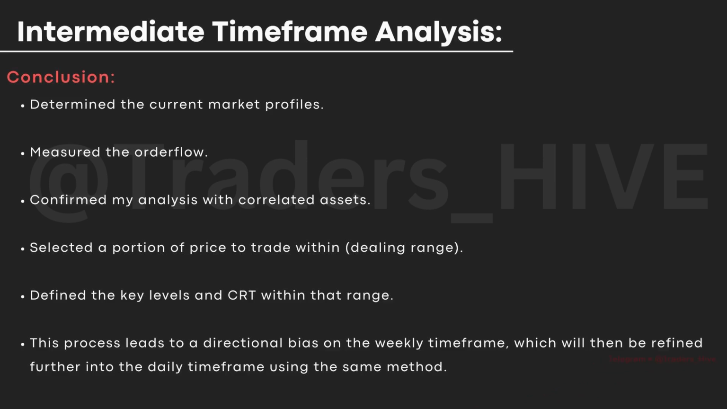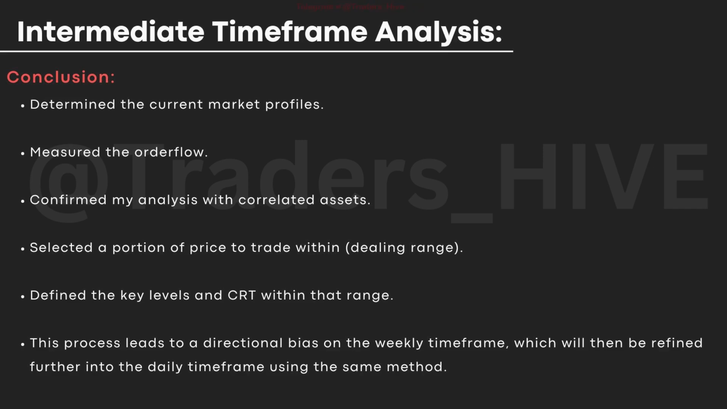And next, I measured the order flow and I observed how price was interacting with key levels, and I determined the market directional bias based on its structure and framework. Then I confirmed my analysis with correlated assets by comparing related markets, right? And I was able to validate my findings and strengthen my confidence in the bias.